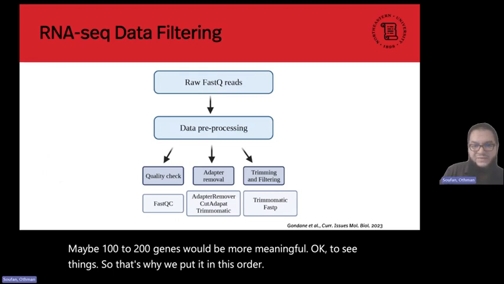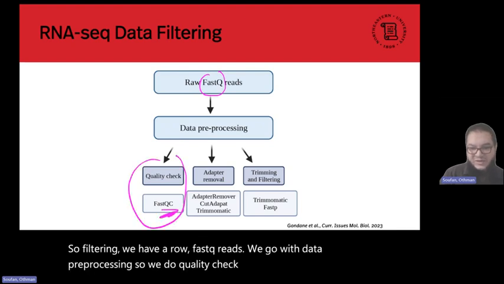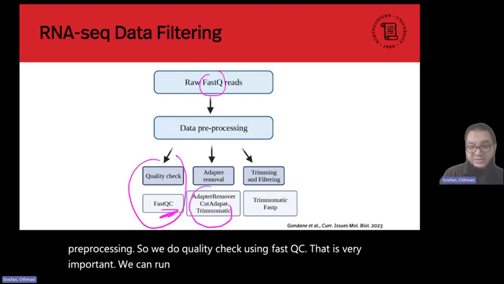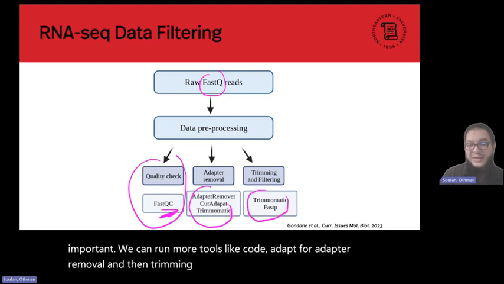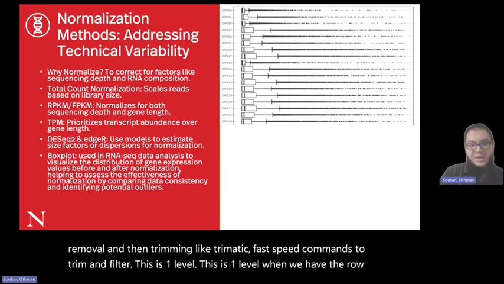So filtering, we have raw FastQ reads. We go with data pre-processing. We do quality check using FastQC. That is very important. We can run more tools like Cutadapt for adapter removal, and then trimming tools like Trimmomatic and fastp commands to trim and filter. This is one level, when we have the raw files.